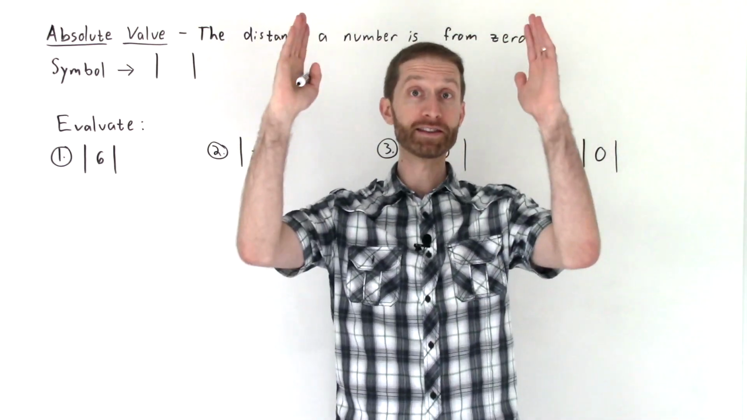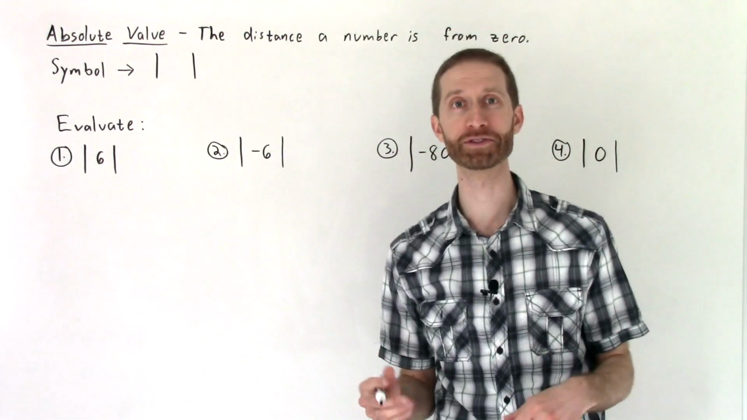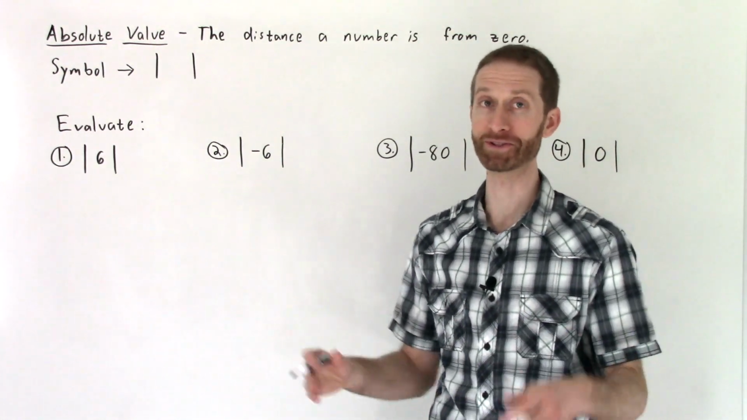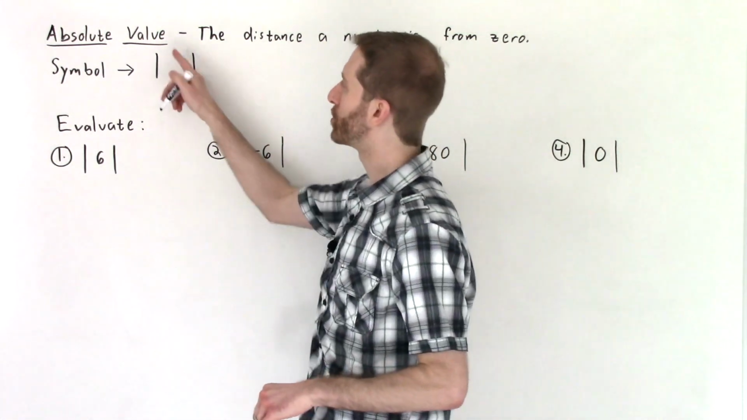So I usually think of it as it's good, like you get the absolute value of something. It's ridiculous, but it's what I do because the absolute value is good. Anyway, two vertical lines like that.